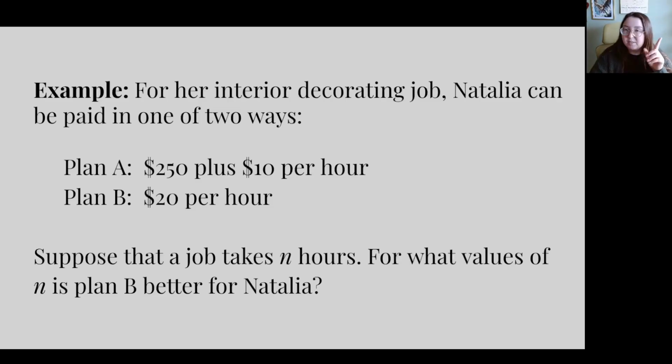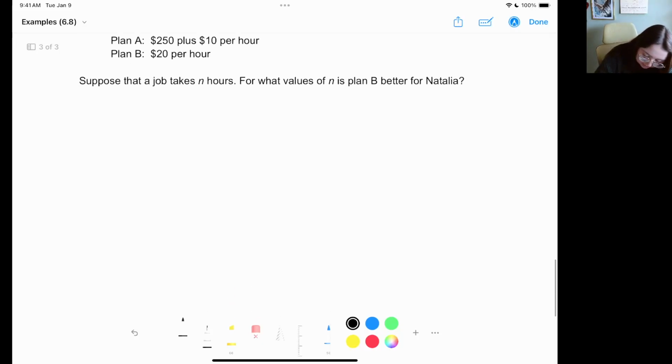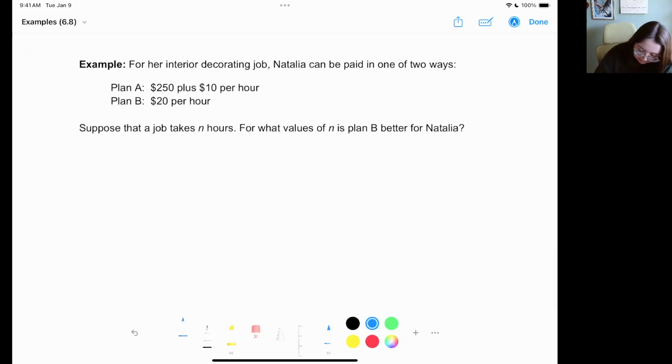So all right, we're going to go ahead, we're going to go over into our notes to do this one. All right, so we're going to need to create the expression for each one of our plans. Plan A is a flat fee. So she earns $250 just by showing up. And then she earns an additional $10 for every hour. So if we have n hours, that's going to be 10 times n. If she works 2 hours, she'll earn $20, 10 twice. So we have a flat fee of $250 plus 10 times n. So that's the expression for Plan A.